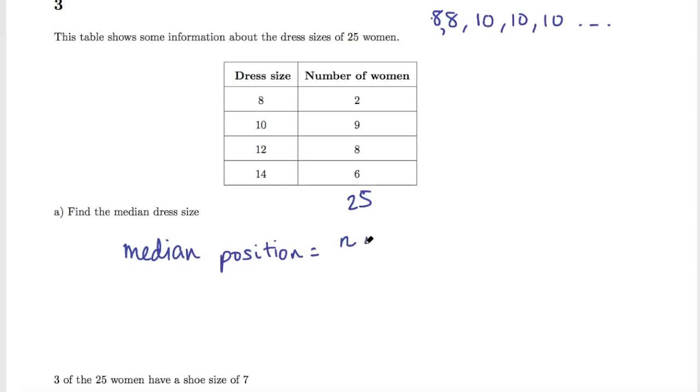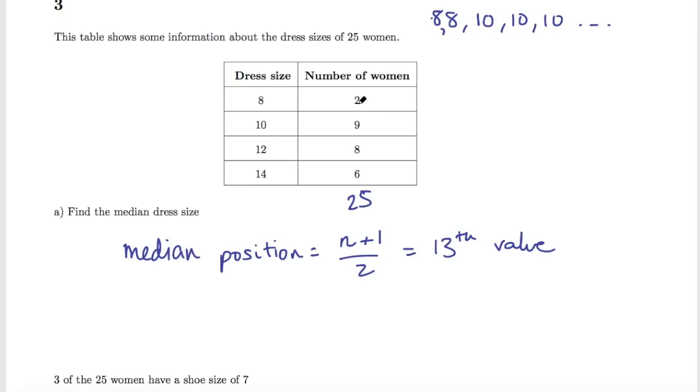We do n plus 1 divided by 2. That gives us the middle of the list of numbers. So we'll do 25 plus 1 divided by 2, that would be 13. So we want the 13th value in this list of numbers.